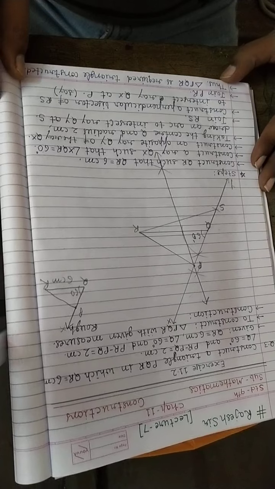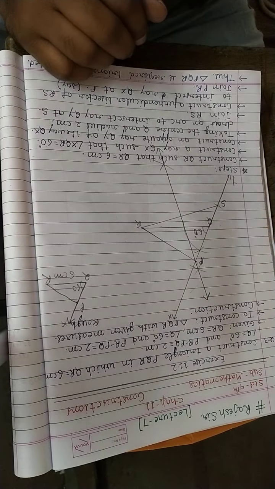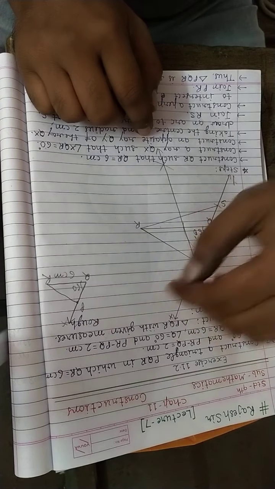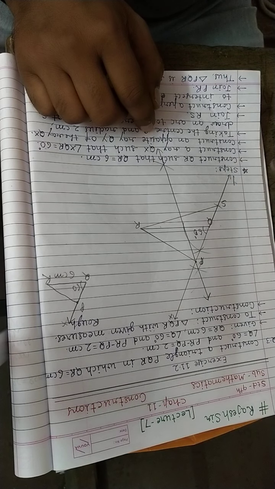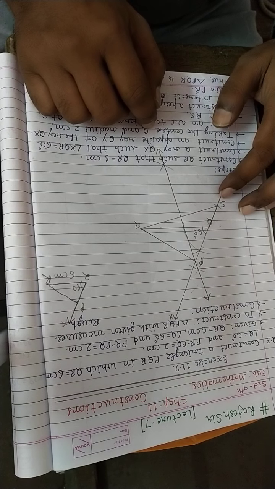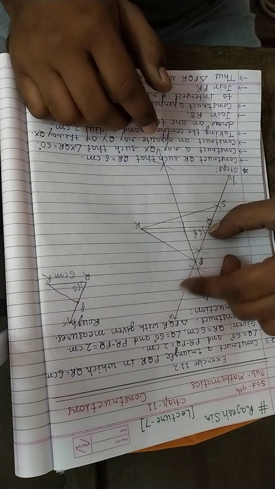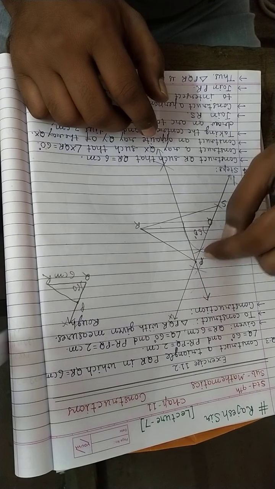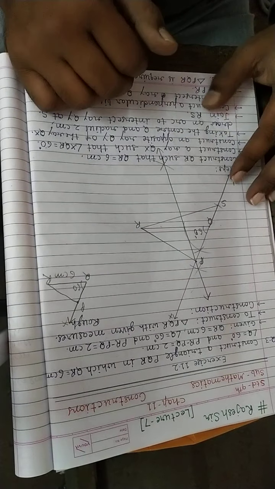So you can see this is question number 3. Only one difference is there between question number 2 and 3. In question number 2, the difference was taken on the same side of the angle-making ray, and in question number 3 we have taken the difference on the opposite side. Why? Because in question number 2, AB was greater than AC, but in this question number 3, PQ is less than PR, so we have to take the difference on the opposite side.